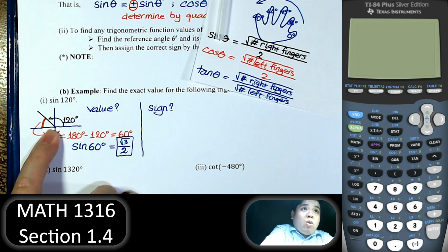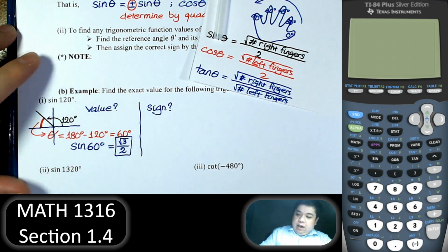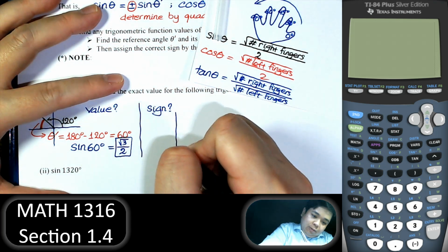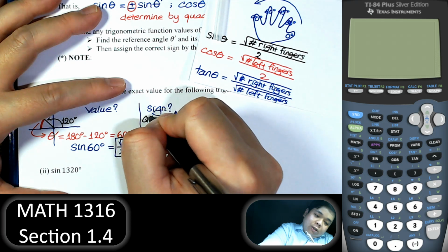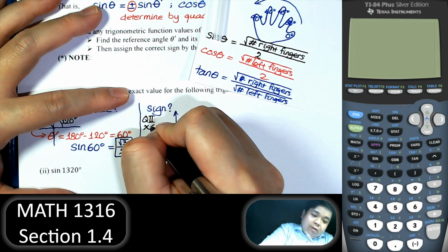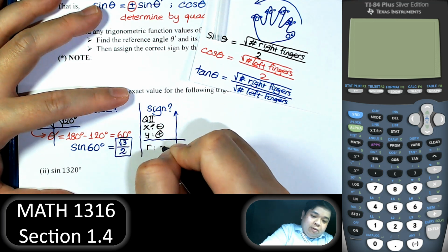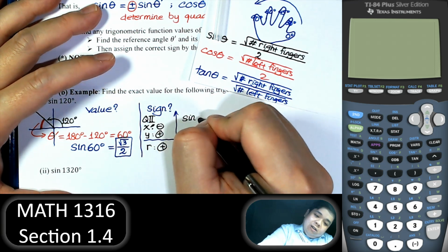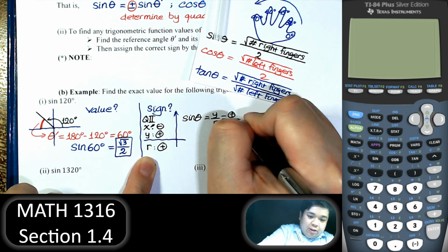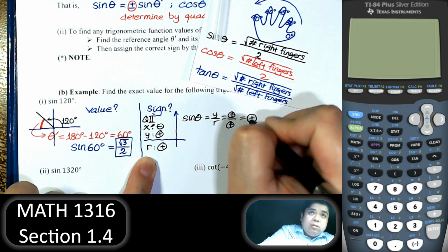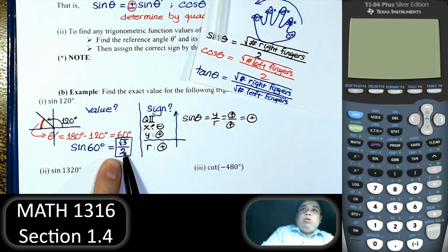So sine is in quadrant 2, right? In quadrant 2, x is negative, y is positive, r is always positive, and sine is y over r, positive over positive is positive. Because of that, it is going to be positive square root 3 over 2.